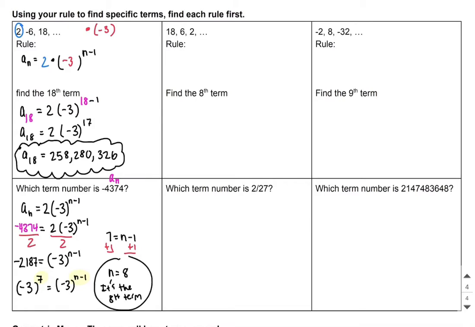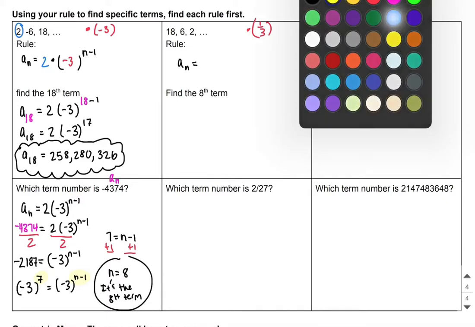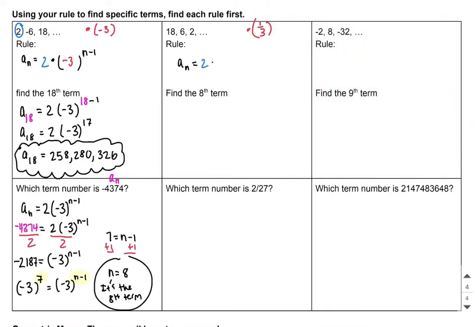Okay. All right. Let's try the next example. So 18, 6, 2. I'm multiplying by 1/3 each time. And so my rule is a sub n is equal to my first term, which is, sorry, not 2, 18, times 1/3 raised to the n minus 1 power. And that's my rule, and I'm going to use it to find the 8th term, so I'm going to do a sub 8. And I'm plugging in 8 everywhere I see an n.